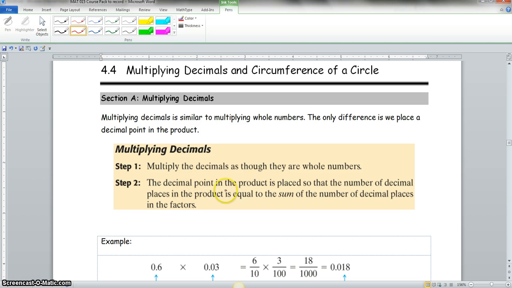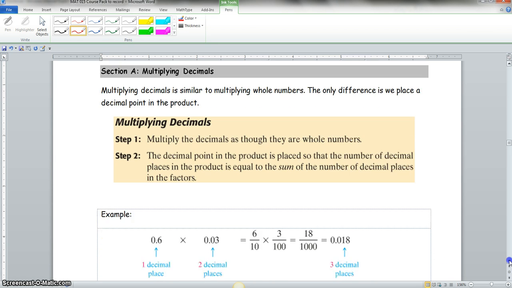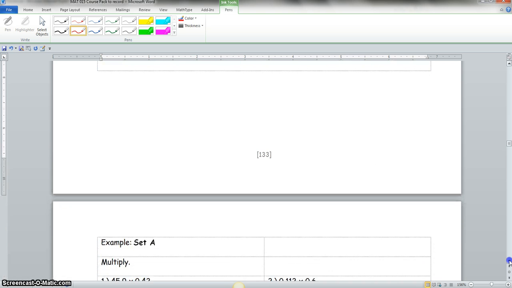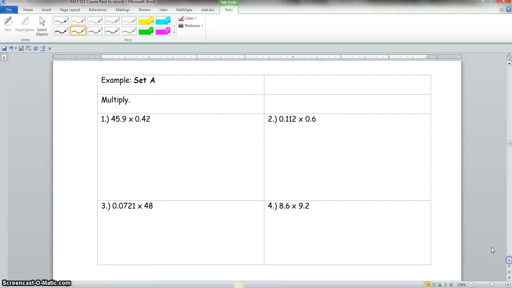Step 2, the decimal point in a product is placed so that the number of decimal places in the product is equal to the sum of the number of decimal places in the factors. Now, I will give you a clear definition for that as we scroll down here. We're going to skip over these examples, and let's go down here to example 1. So what step 1 is basically saying is this here.